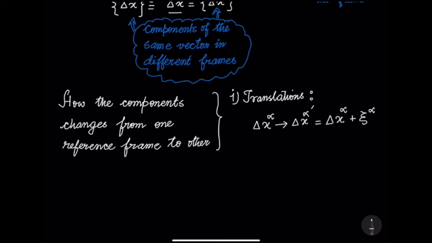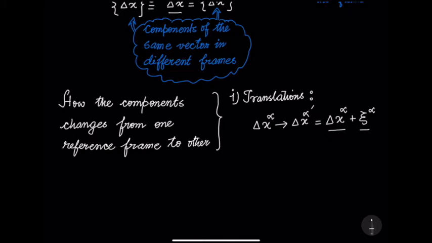The components of that vector can be different in all four reference frames, for alpha equals 0, 1, 2 and 3, but these components are written in the original reference frame, and when I add them I get the other one. So basically what you are doing is changing your origin. That's why this is called translation.